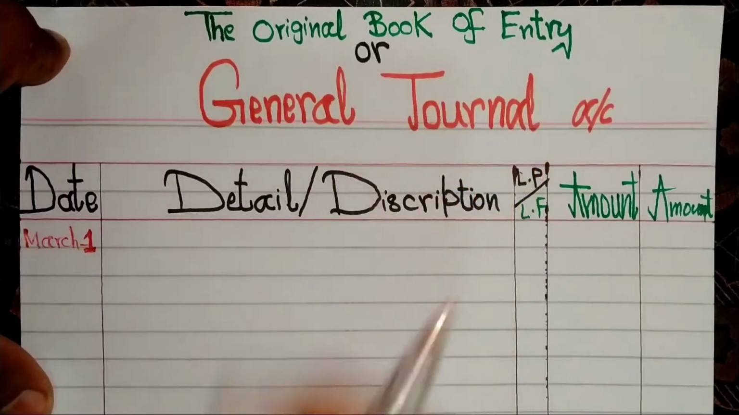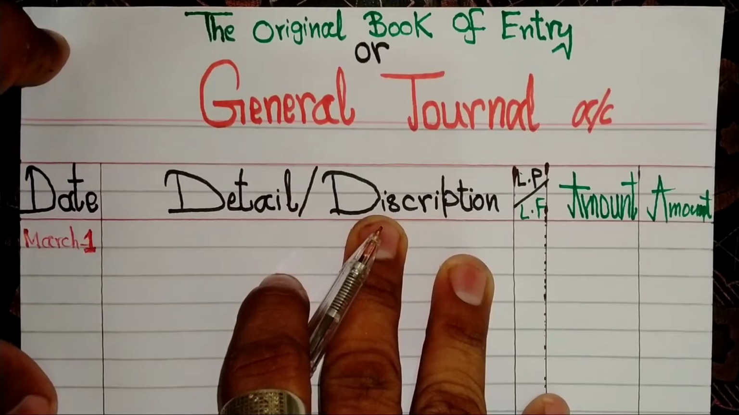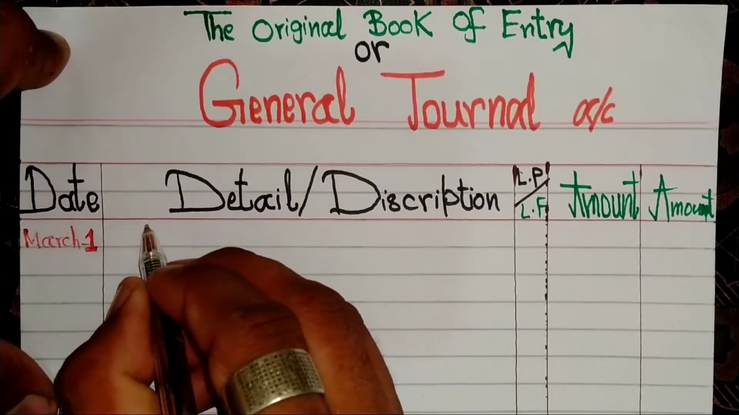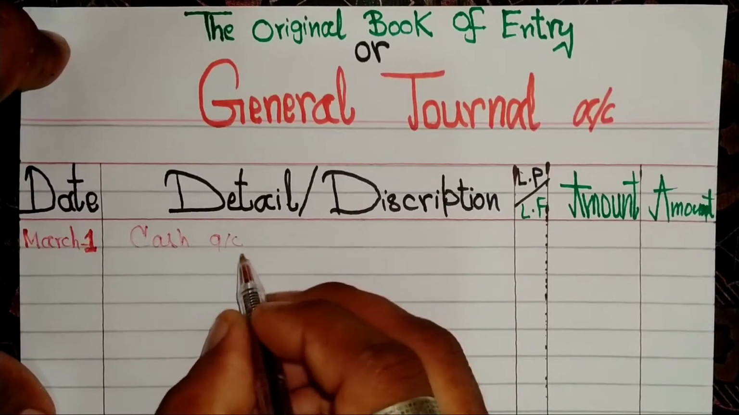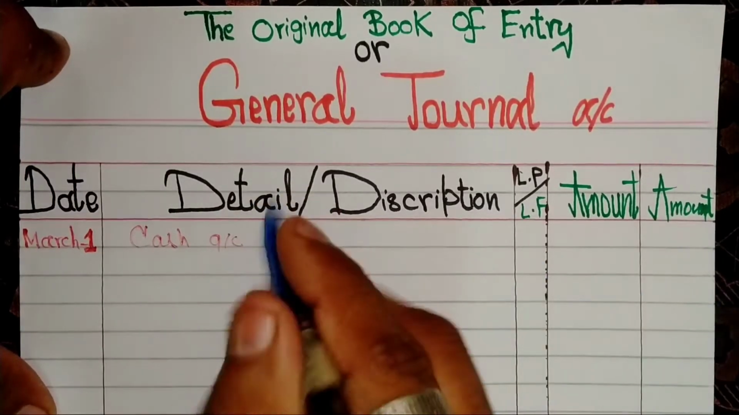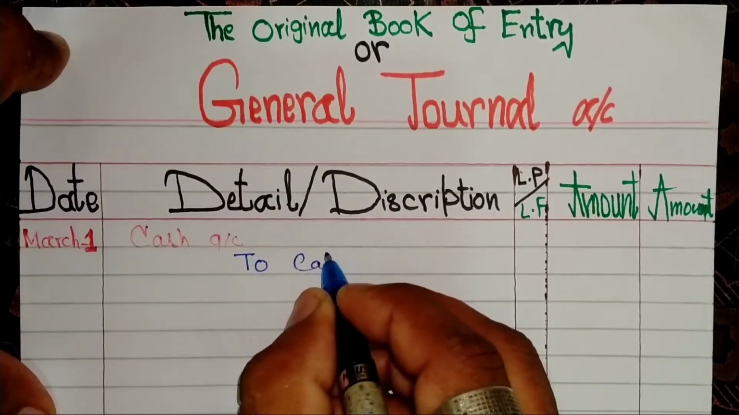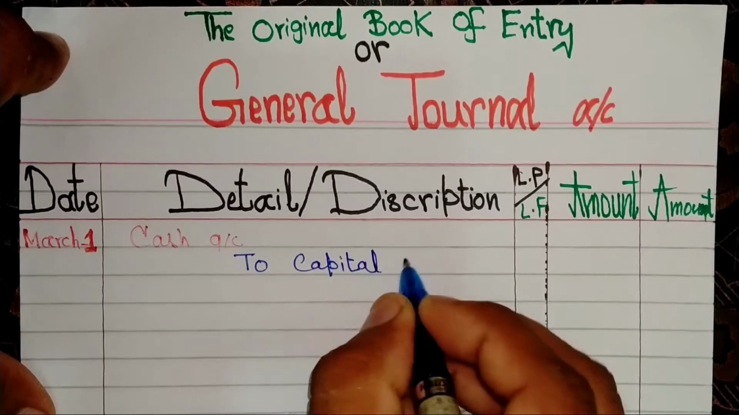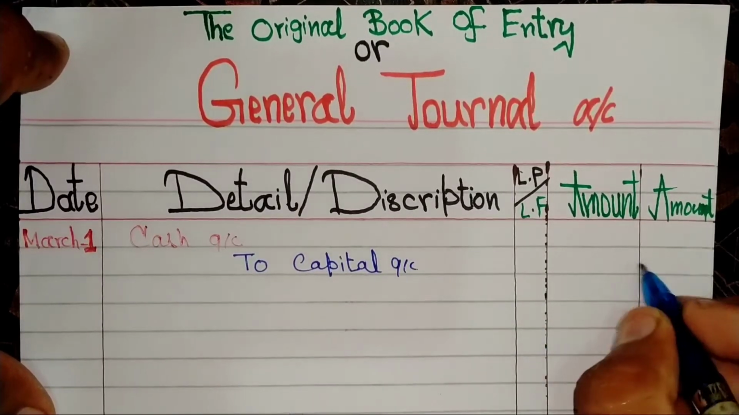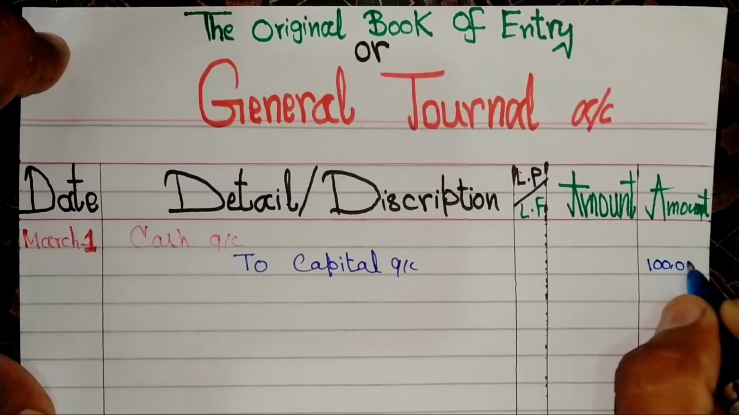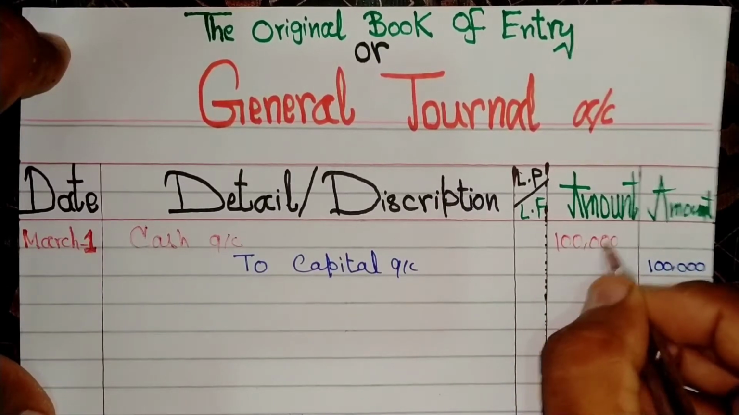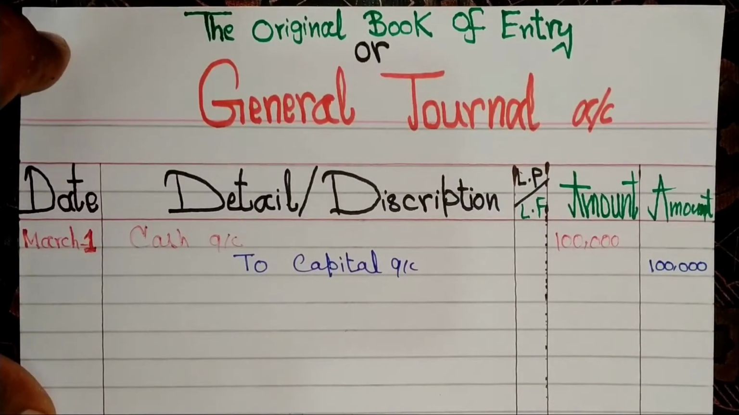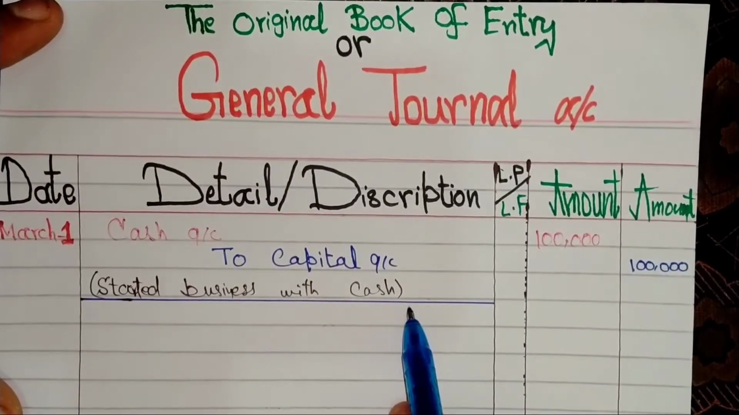We have read earlier, Mr. Shakil started his business with cash amounted $100,000. So cash account will be debit. Cash account debit against to capital account. To capital account, right? With amount $100,000 and $100,000, with description: started business with cash.